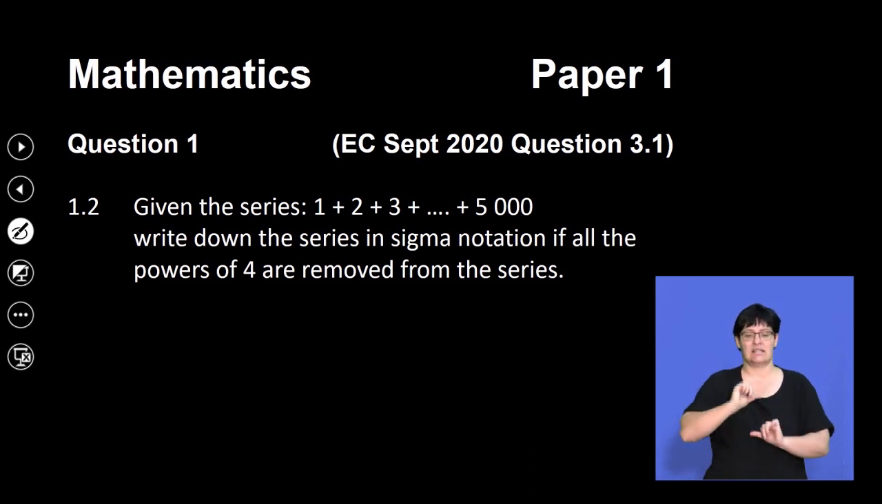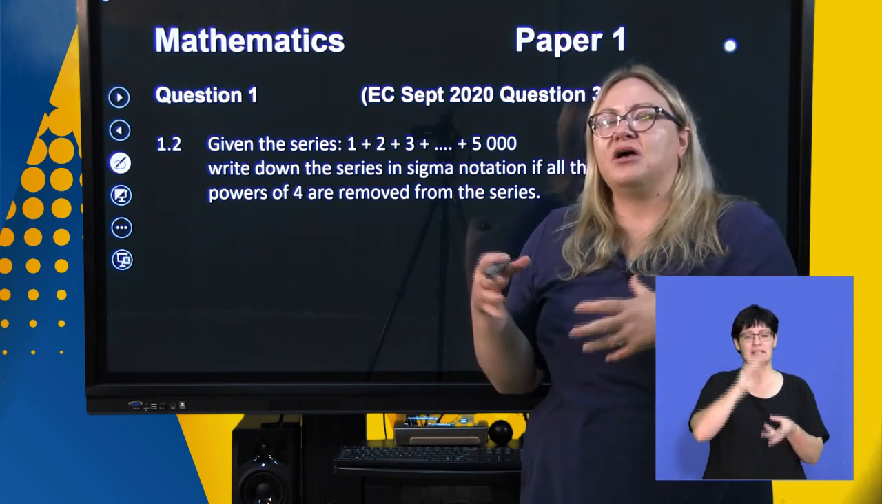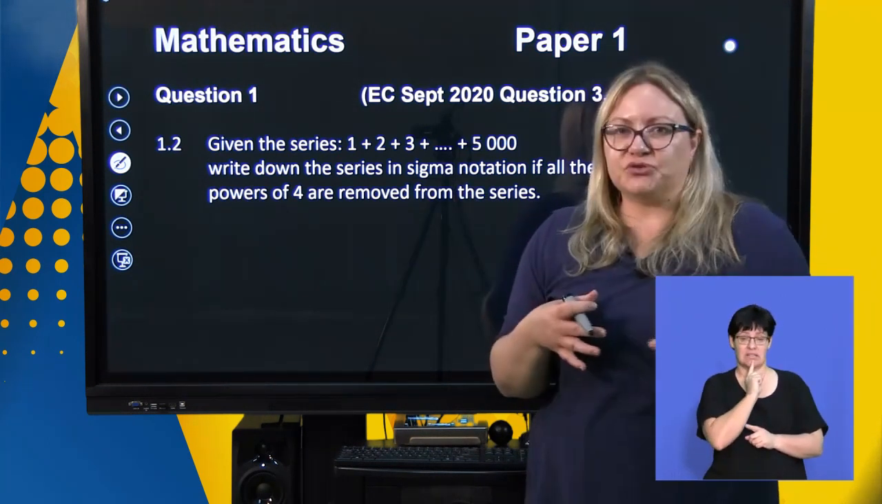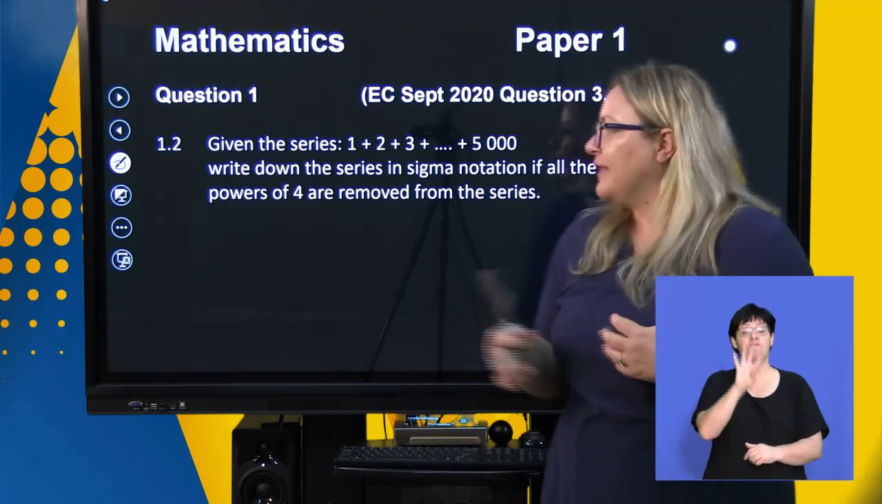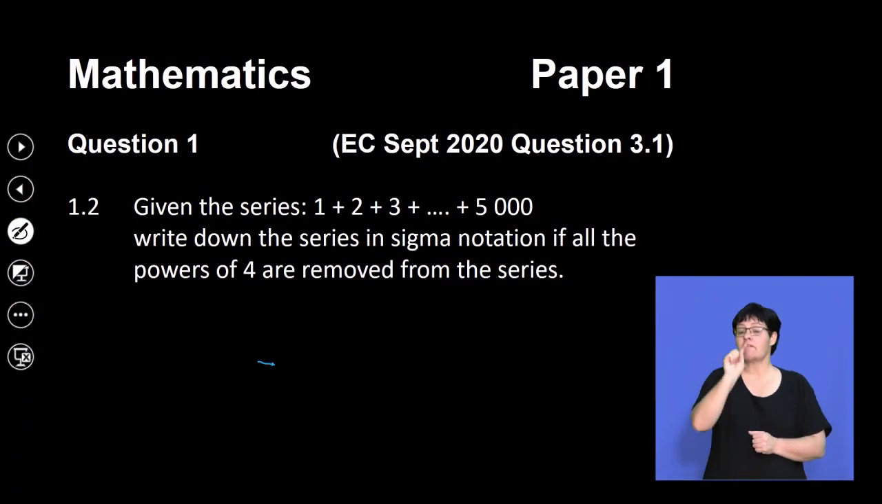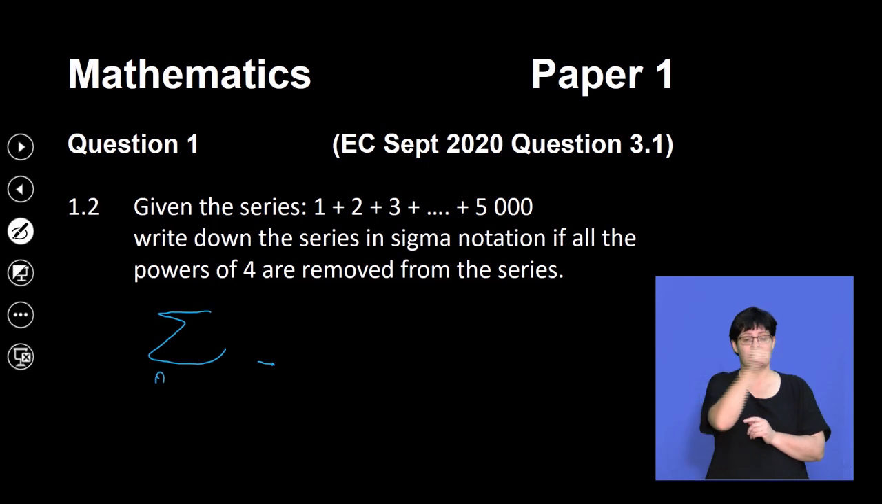Okay, so we're going to have to do this in two parts. We're going to find the sum of the first 5,000 natural numbers, and then from that, subtract all the powers of 4. Let's first write 1 plus 2 plus 3 and so on, all the way to 5,000, in sigma notation. That's the sum as n equals 1 all the way up to 5,000 of n.